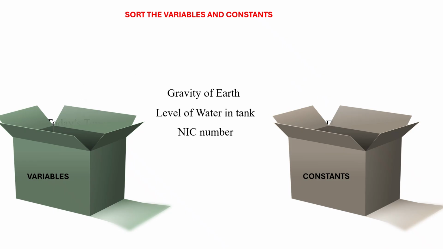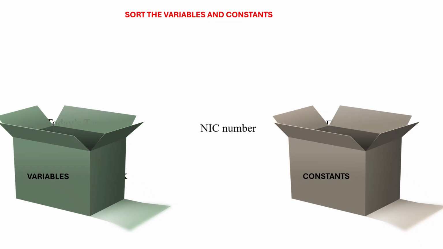Gravity of Earth has a fixed value of 10. That is why it will be termed as a constant. Level of water in the tank changes throughout the day as per the consumption. So it will be termed as a variable. Your NIC number is fixed. That is why it will be termed as a constant.